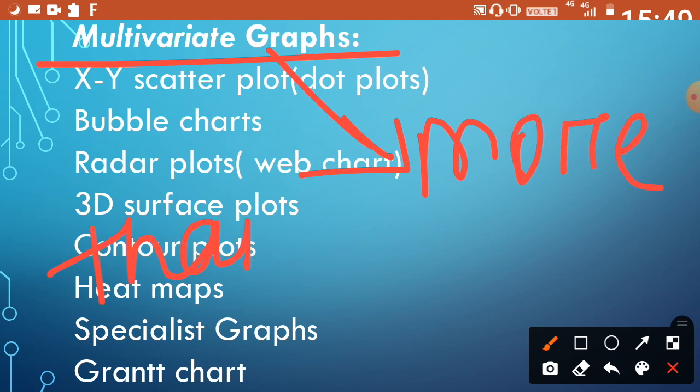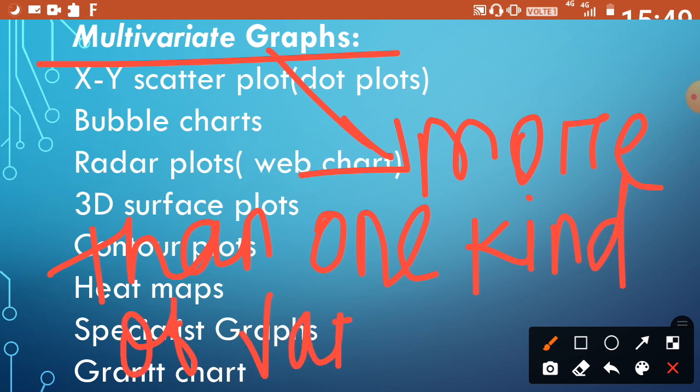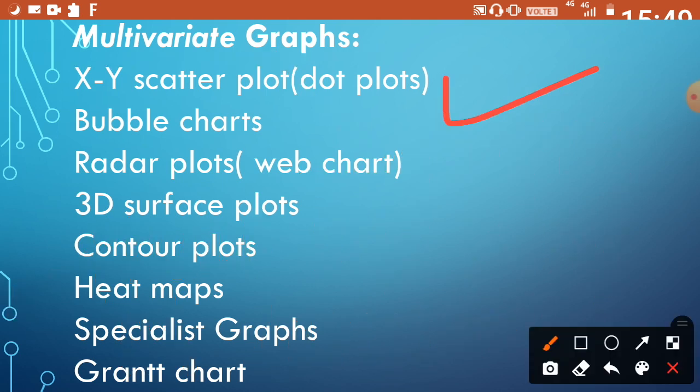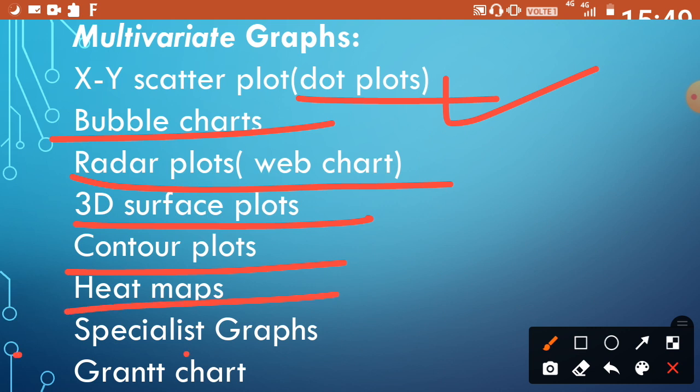more than one kind of variables. This is what your multivariate graphs are, and in order to present your multivariate graphs graphically, we can use XY scatter plot, that is also known as your dot plot. Then bubble charts, then radar plots or web chart, then 3D surface plots, then contour plots, then heat maps, then specialist graphs, and then Gantt chart.